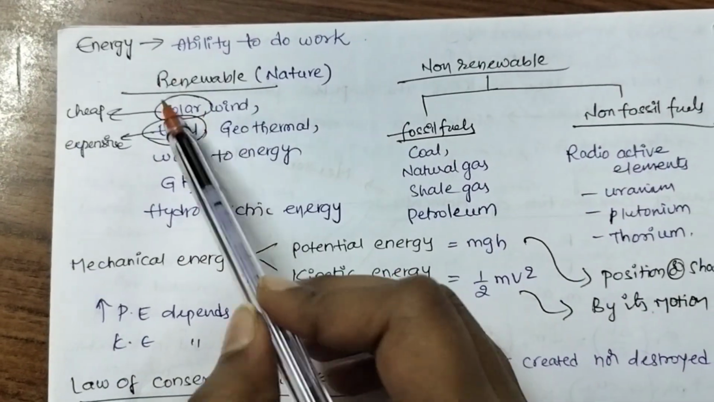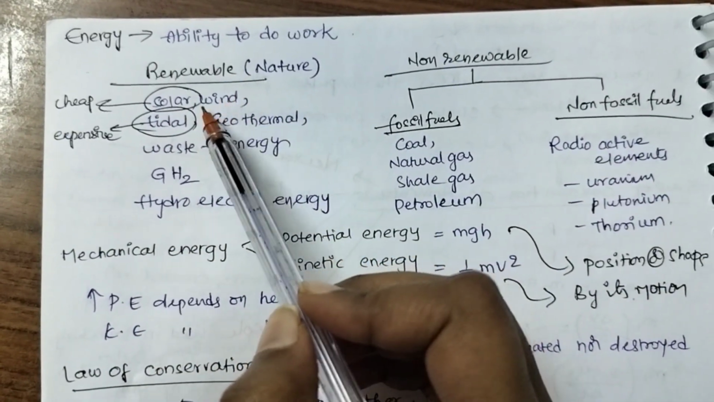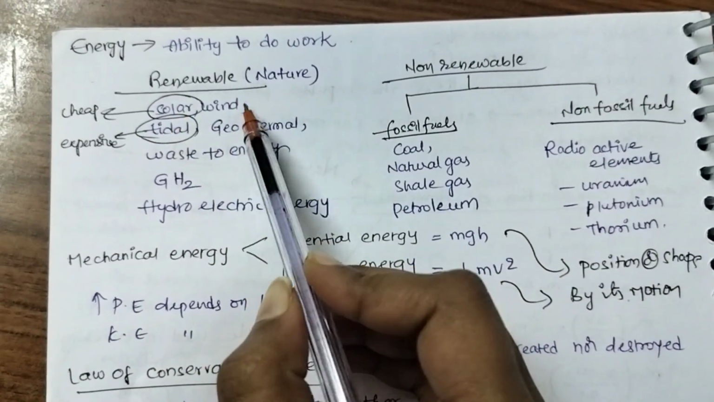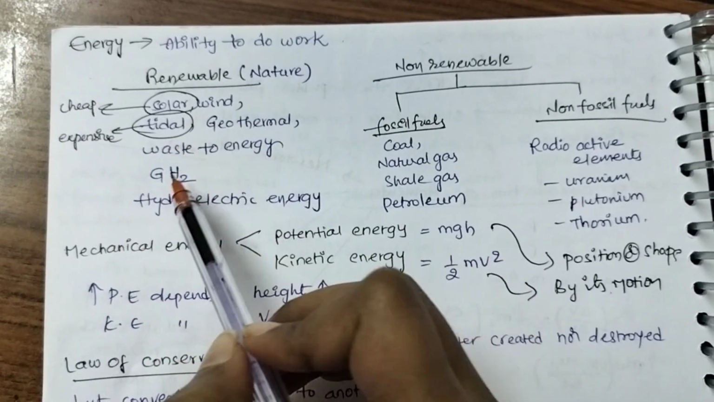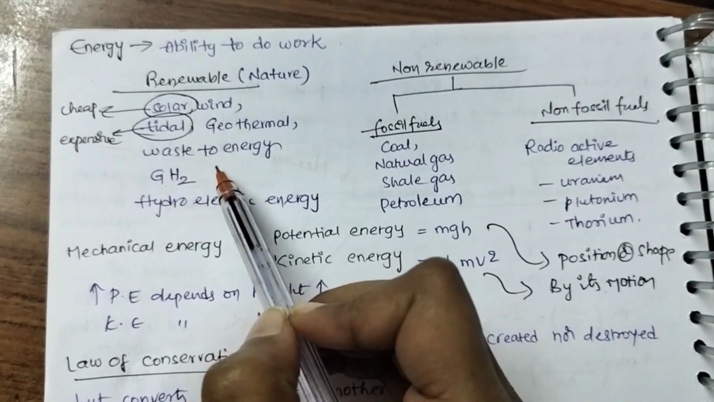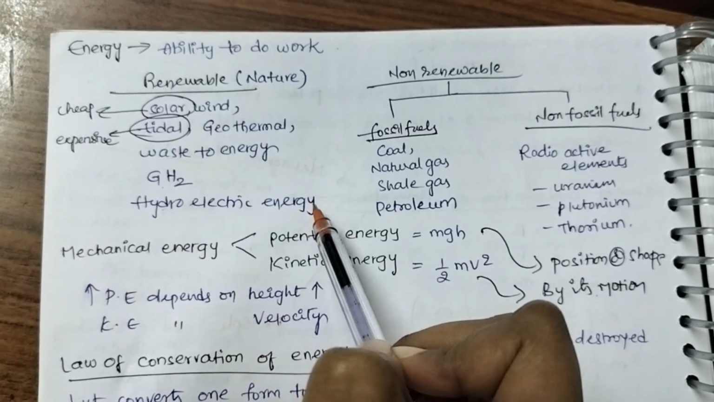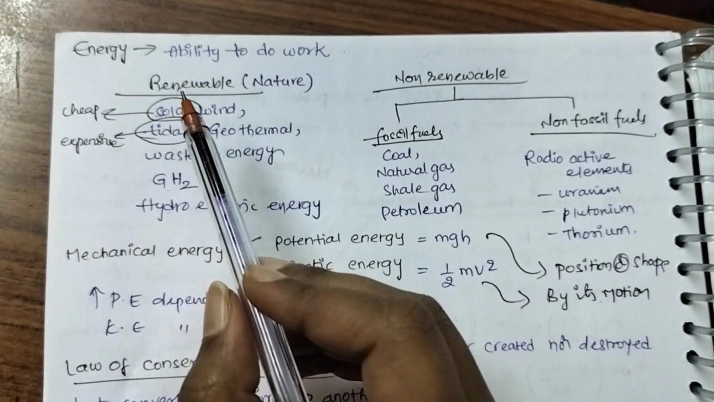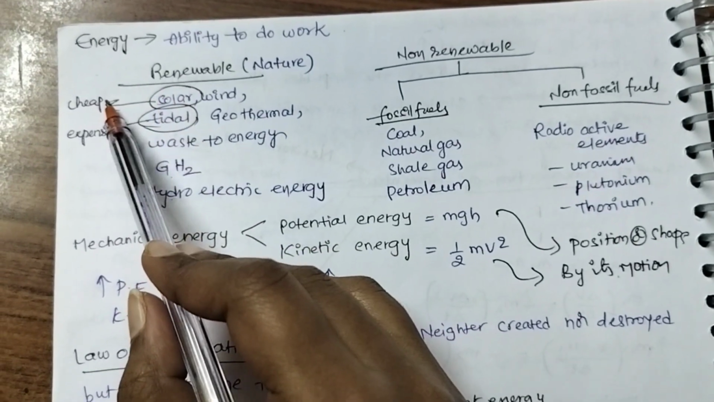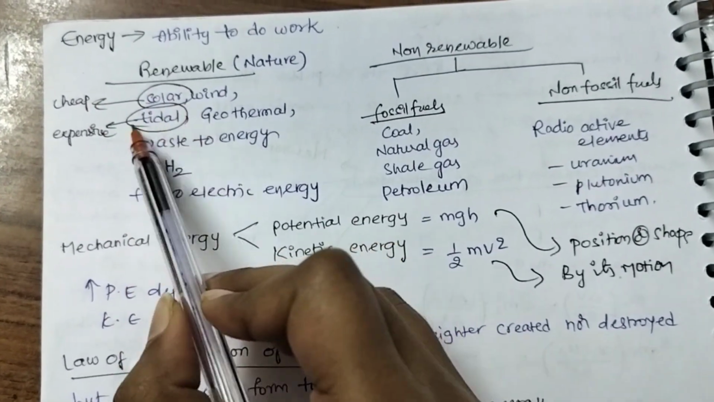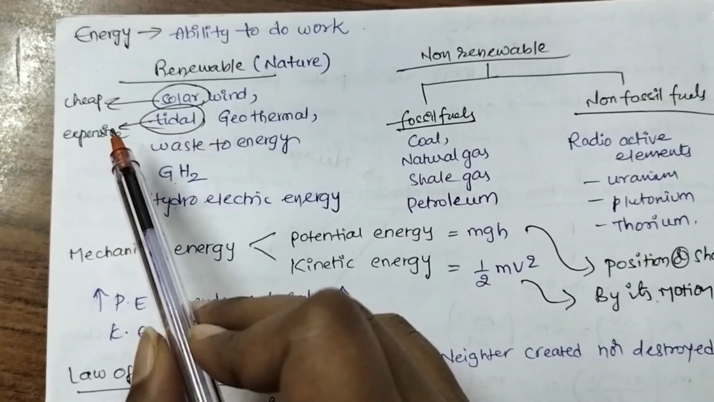What are the examples of renewable energy? Solar energy, wind energy, tidal energy, geothermal energy, waste to energy, green hydrogen, hydroelectric energy. Which is the cheapest form of energy? Solar energy is the cheapest form of energy, whereas tidal energy is the most expensive type of energy.